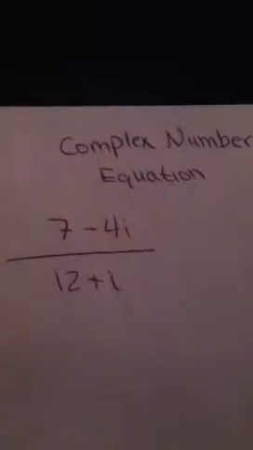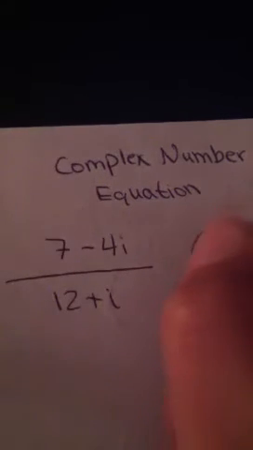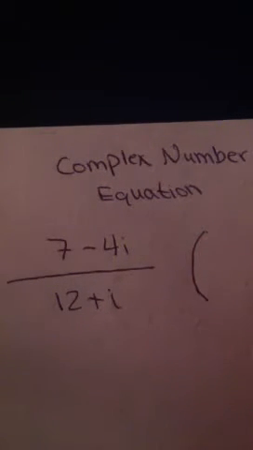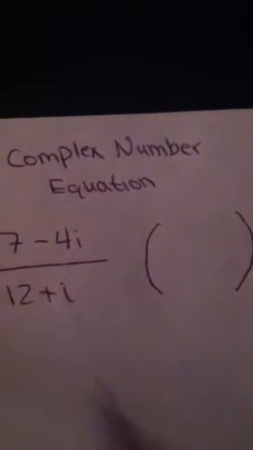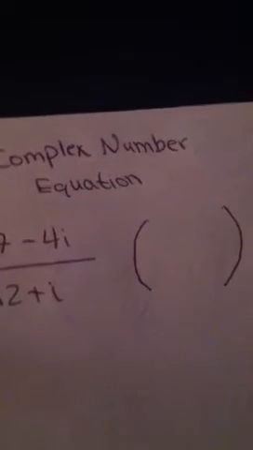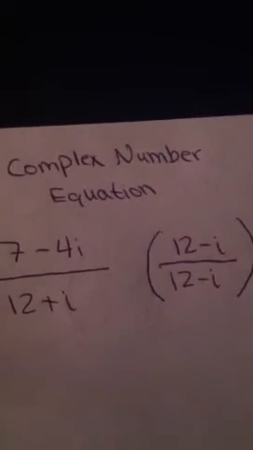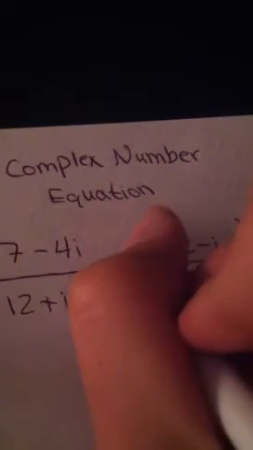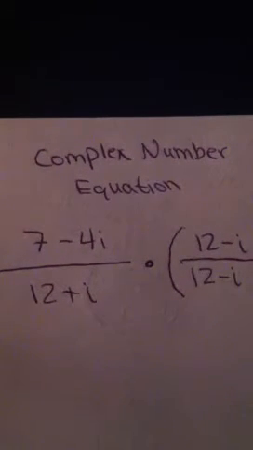So, the first thing we need to do is multiply by 1 using the conjugate. And the conjugate is just the opposite of the symbol here. So on both sides, we're going to multiply by 12 minus i and 12 minus i. Now it just turns into a simple FOIL problem from there.